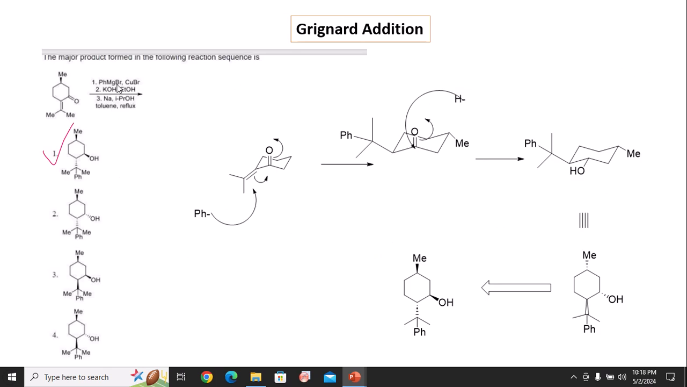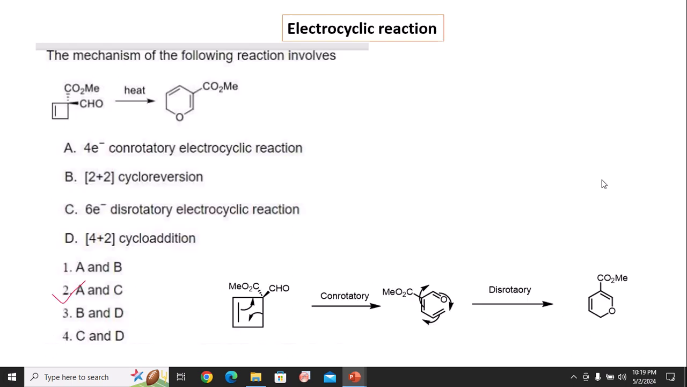Here, the Grignard addition takes place in the presence of copper bromide, and the phenyl magnesium halide adds to the soft center to produce the soft 1,4 addition product, and the hydride ion attacks the top face, and the hydroxyl group is formed. Here the most stable product is formed, where all the substituents are present in the equatorial positions.